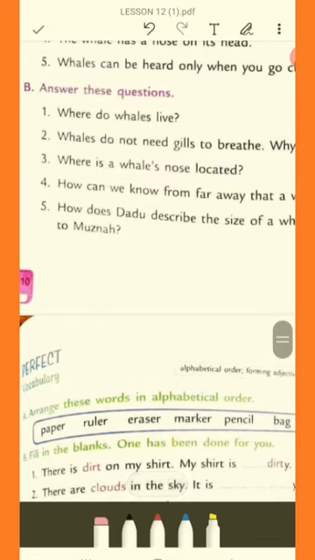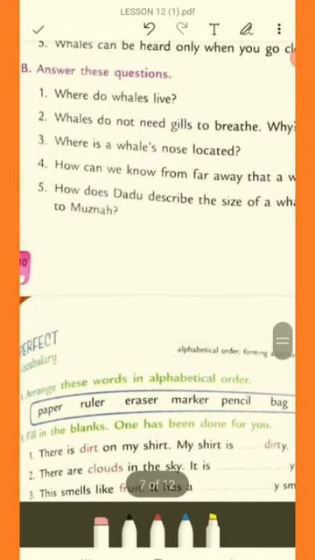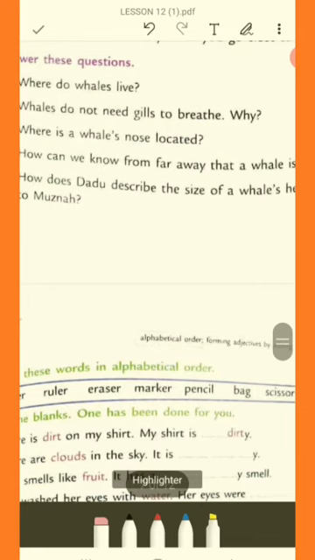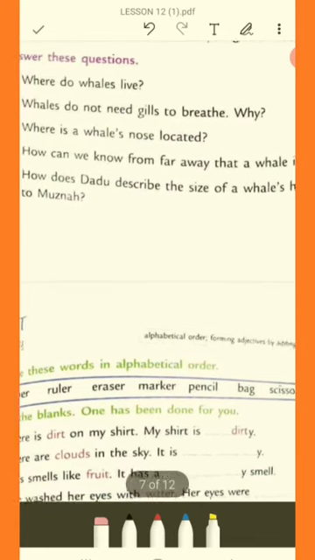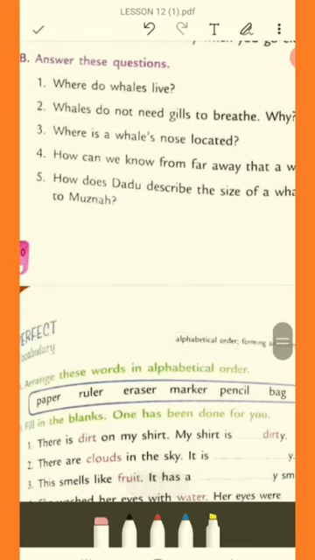Now let's answer this question. Where do whales live? They live in the ocean. So your answer will be the whales live in the oceans. Next, two. Whales do not need gills to breathe. Why? What is the reason?